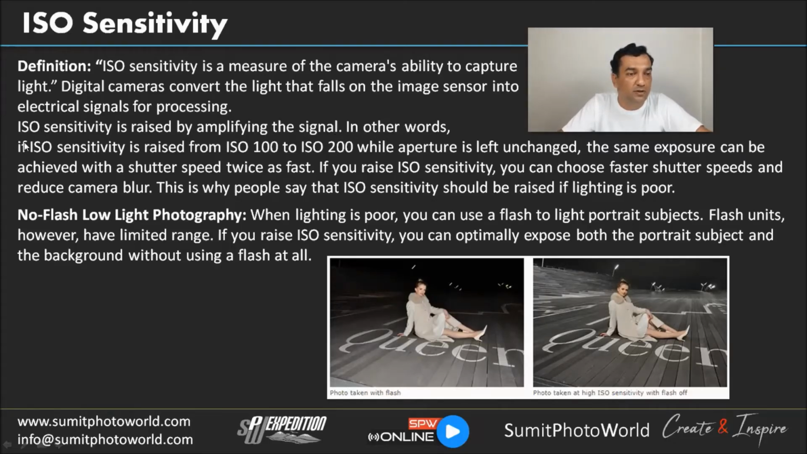In other words, if ISO sensitivity is raised from ISO 100 to ISO 200 while aperture is left unchanged, the same exposure can be achieved. So if we are not changing any other settings, just the ISO, and we increase the ISO, we can get double the light reaching the sensor in the same light condition. Just imagine you have a low light condition and you can't afford to make the aperture wider, because not all lenses will let you reach f1.4. You will find a lens which is limited to f5.6 or 6.3, so you don't have that liberty.